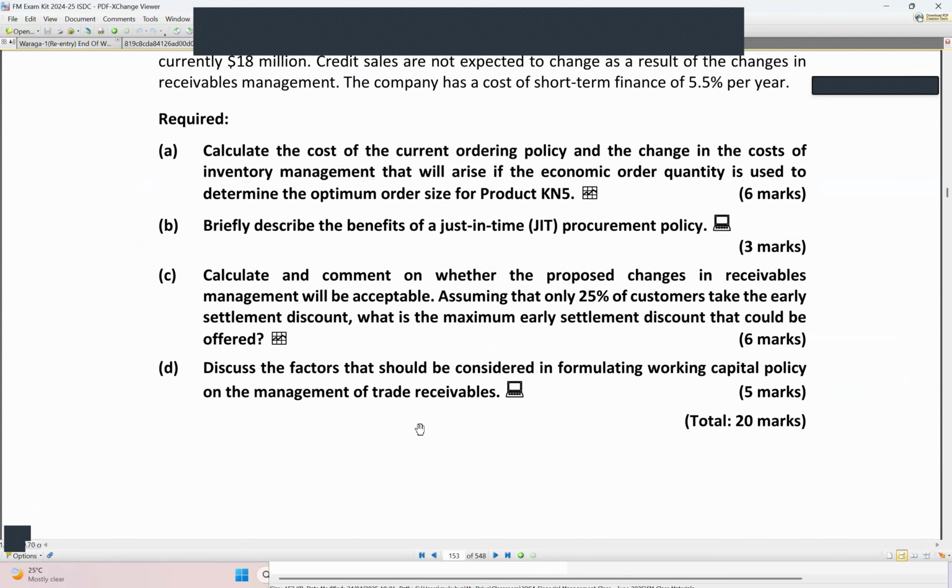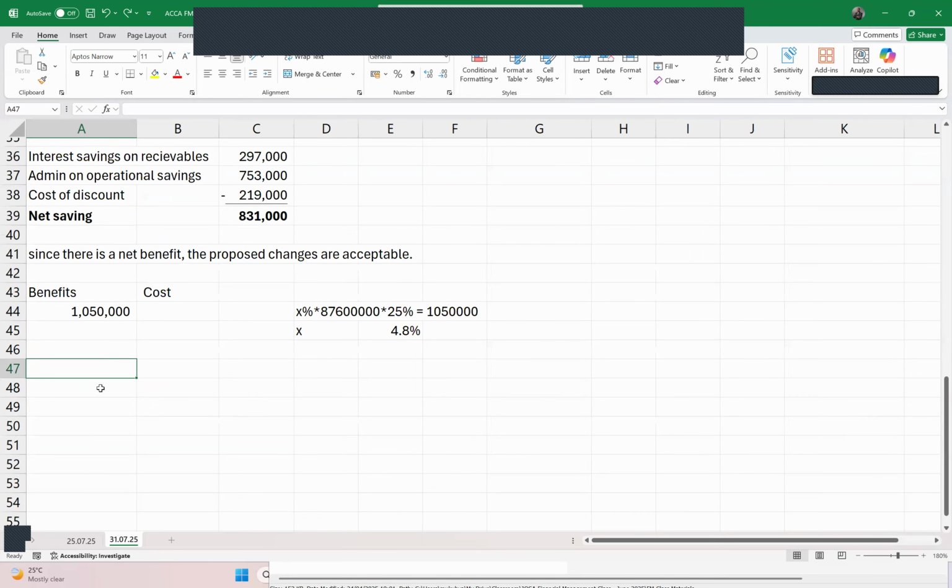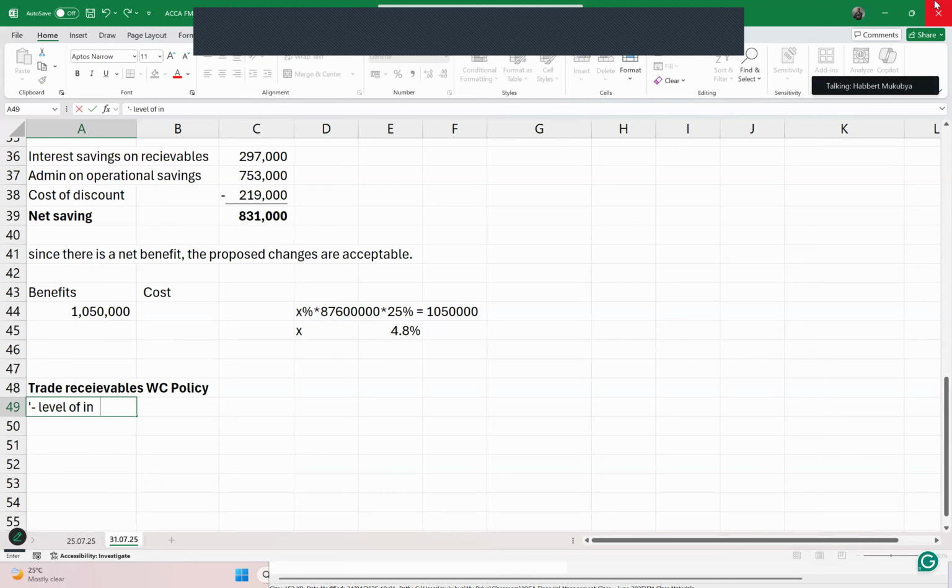So then we have one last part for this. He's saying discuss the factors that should be considered in formulating working capital policy on management of trade receivables. Now, basically, it depends on really how much receivables you have. Okay? So, first of all, the level of investment in trade receivables.